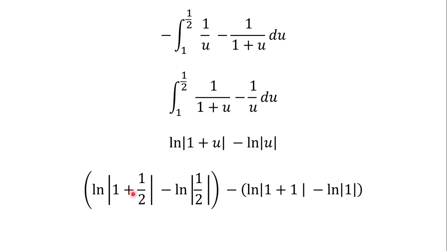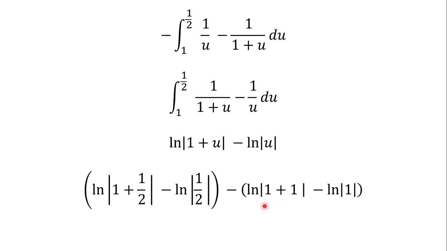So actually this one just gives us natural log of 3 over 2 minus natural log of 1 over 2, or natural log of 2 raised to the power minus 1. Now when we come here, 1 plus 1 will give us 2, so we don't need the absolute value. So here will be natural log of 2 minus, now natural log of 1 is 0. Natural log of 1 is 0. So we just ignore this part.